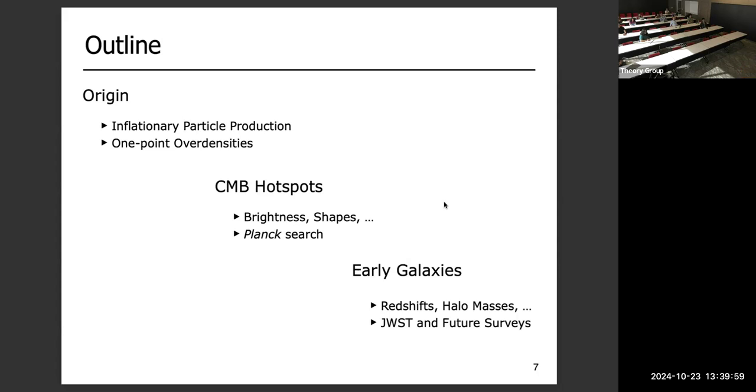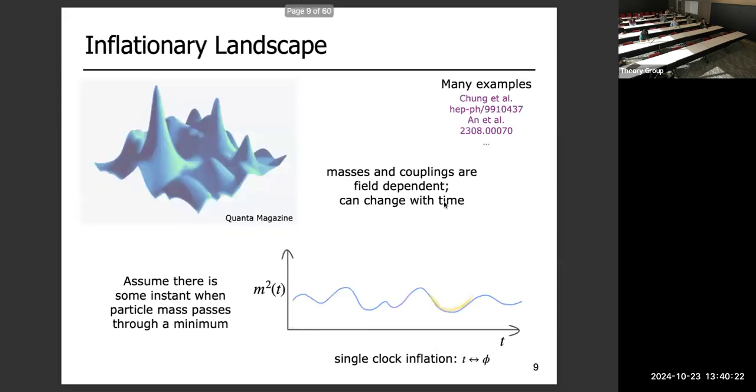So I'll estimate what these properties are, and then I'll comment on some of the observational aspects, for example, in connection with the James Webb results that we have been getting for the last few years, and also some future surveys. So overall, that's where we'll be going. All right, so let's start with the model.